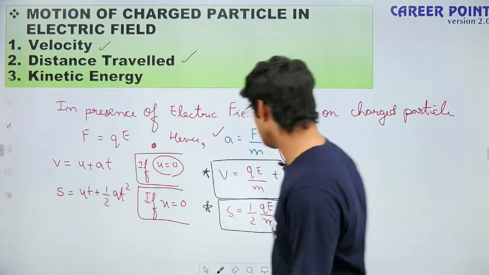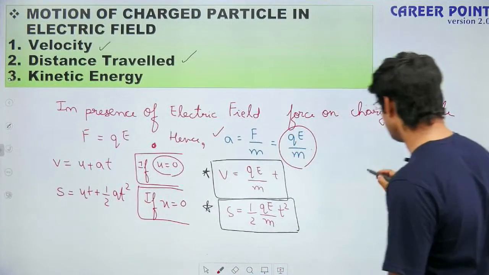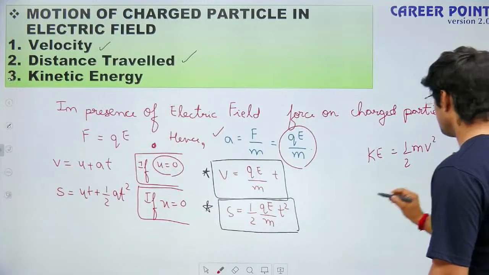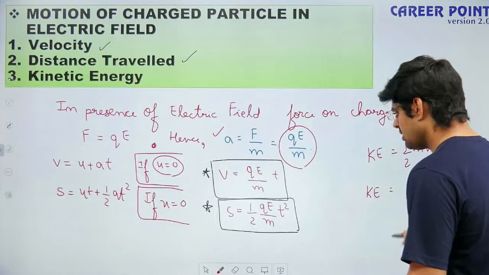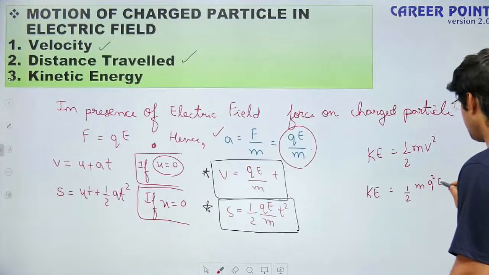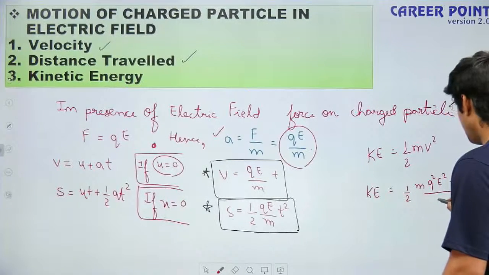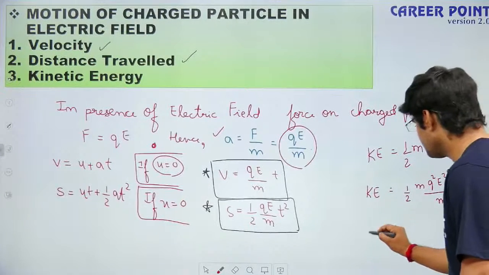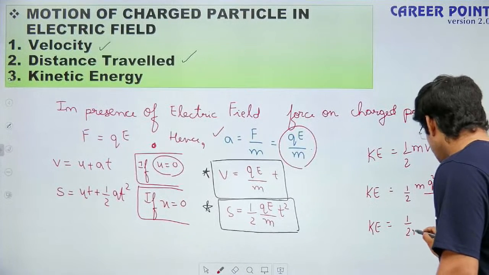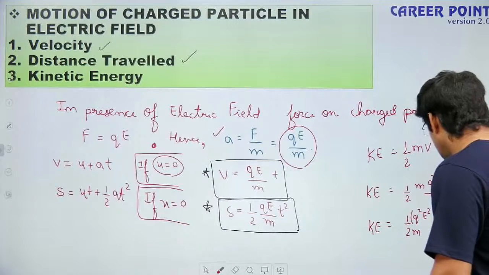What about kinetic energy? We already know the value of velocity, so I can write kinetic energy directly. Kinetic energy is equal to half of m v square. So you will get kinetic energy as half m q square E square t square divided by m square. So from here kinetic energy is equal to half m q square E square t square.